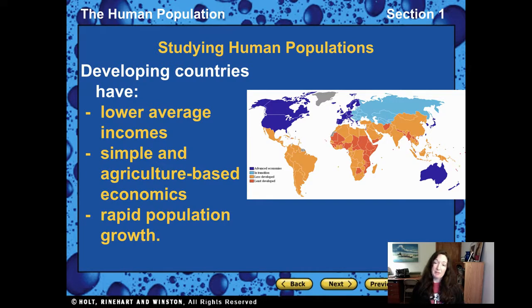Developing countries also have much more rapid population growth. This is very common in especially India, parts of Africa, South America, where people will have a lot more children. And although the death rate is higher than in developed countries, the number of children born far outweighs the number of people that are dying. So you have this rapid population growth in developing countries.